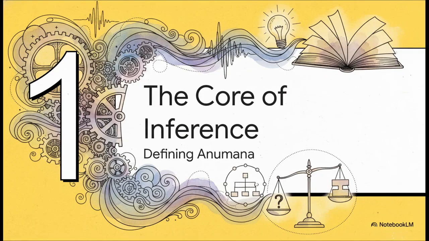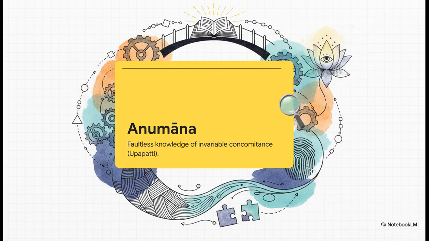All right, part 1, the core of inference. Before we can start using logic, we really have to define what the act of logical deduction is at its absolute baseline. In the Vedanta tradition, inference, which is known as Anumana, is not just some random mental leap. It's not a lucky guess. It is defined very specifically as the faultless knowledge of invariable concomitants, or upapati. Now, what does that actually mean in plain English? It means logic is a rigorous process of uncovering a truth that is absolutely guaranteed to be there. It's not a coincidence. It is the unbreakable coexistence of two things.